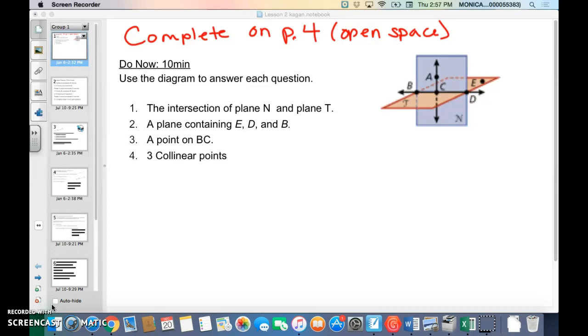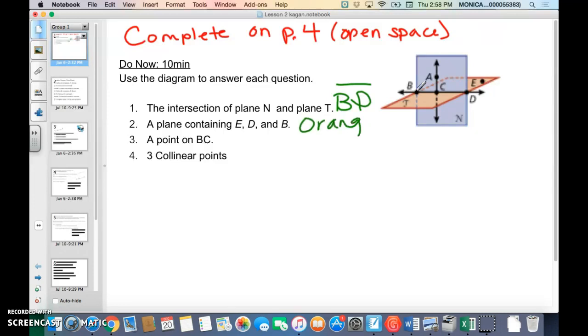Well, you can see that two planes are going to intersect at a line, and that line right here is BD. All right, a plane containing E, D, and B. So you can see that E is in the orange, and then D and B are on both planes. So E, D, and B is going to be the one in the orange. So it's going to be the orange plane. Or you can name it plane E, D, B.